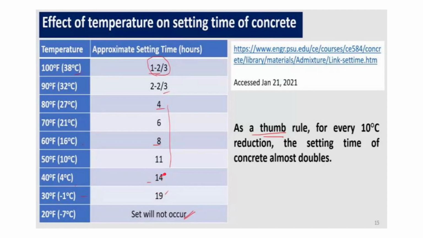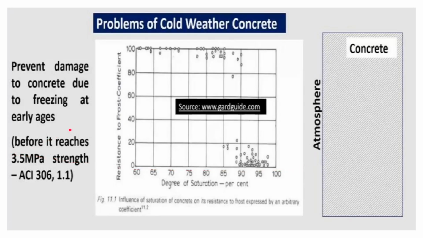Okay, it is close to 16. So that is the thumb rule: every 10 degree centigrade reduction will double the setting time of concrete. Because of this, a lot of problems are associated with cold weather concrete.